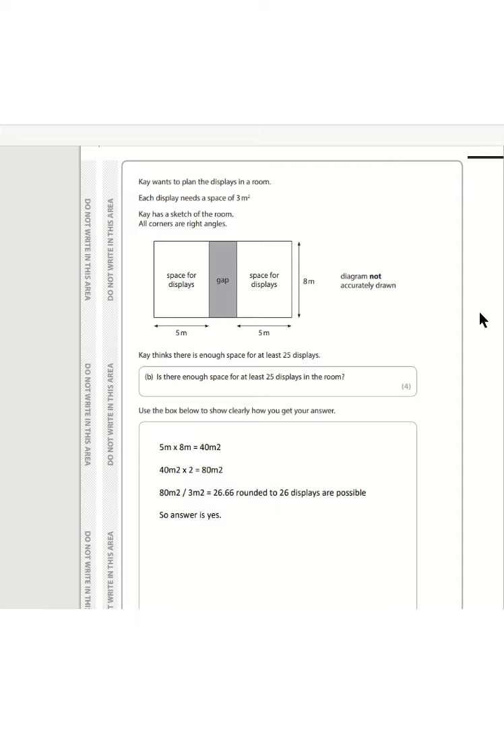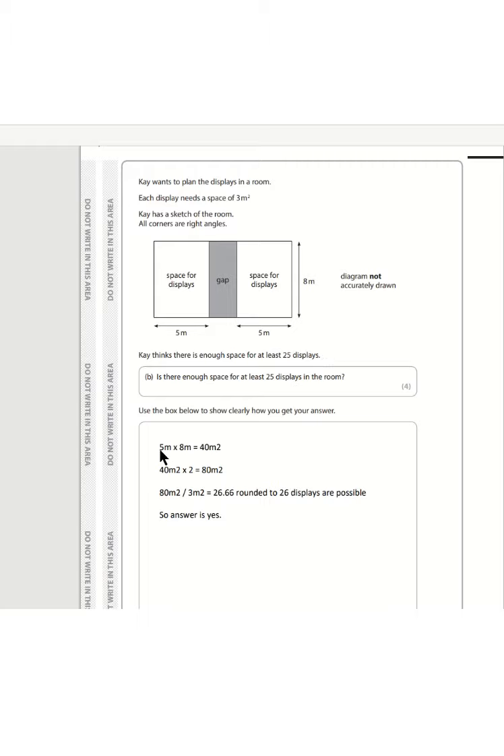So again, I'm going to move on down. This is a favourite style of question. What they're looking at is, is there going to be enough room? So K wants to plan displays in the room. Each display needs a space of 3 meters squared. Here is a sketch of the room. All corners are right angles. You're given your measurements here. So each of these spaces is 5 meters by 8. K thinks there's enough room for 25 displays.